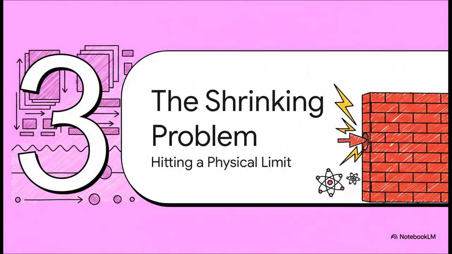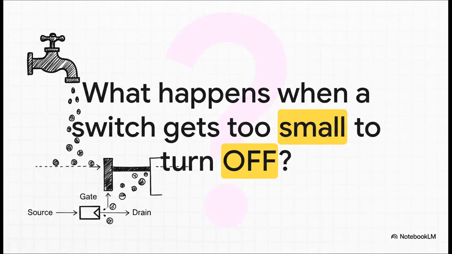So if these little switches are so great, why not just make them smaller and smaller to get more power? Well, for decades, that's exactly what we did. It was called Moore's Law. But as we got down to the scale of just a handful of atoms, we slammed right into a physical wall. Let's go back to our faucet analogy. What do you think happens when you shrink the distance between where the water comes in and where it goes out to just a few nanometers?